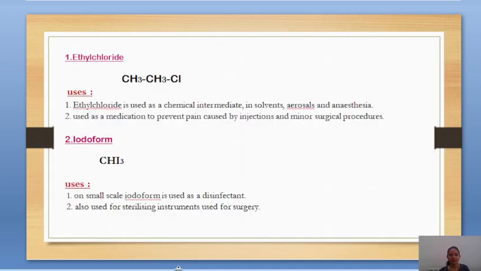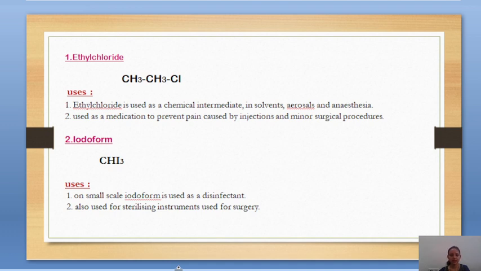The first compound is ethyl chloride. The structure of ethyl chloride is given. If you have studied the nomenclature, you will definitely know how to name the compound and how to draw the compound. Then its uses. Ethyl chloride is used as a chemical intermediate in solvent, aerosol and anesthesia.